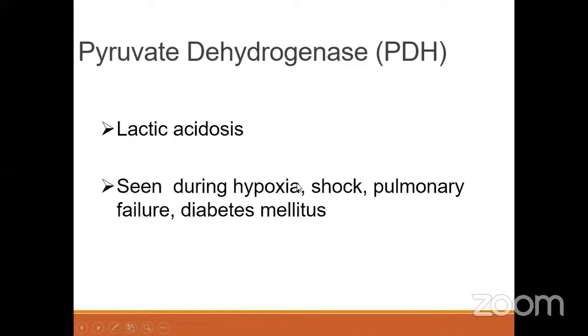By this, we finish up glycolysis, its regulation, the key enzymes, energetics, the link reaction, which is the pyruvate dehydrogenase reaction, its energetics and regulation, and also the disorders associated with the enzyme deficiency.